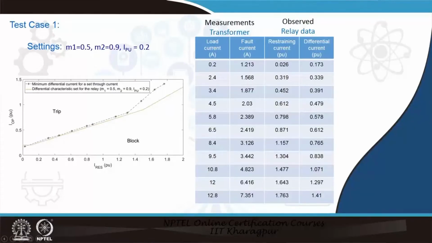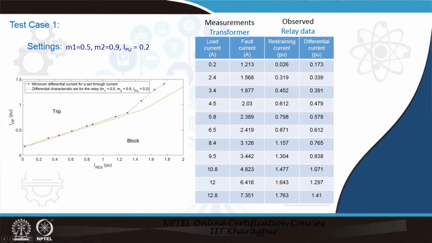So, now we will see for the particular setting, this is test case 1. For test case 1, we have m 1 equals 0.5, m 2 equals 0.9 and I p equals 0.2, already shown in our relay setting part. So, for that we have the different measurements and observations. We have measurements on the transformer side through these two differential relay branches and the restraining load side current. So, this is about the load current, and these are the corresponding fault currents. As already mentioned, we vary the load currents, and you notice the corresponding minimum fault current at which the relay trips.